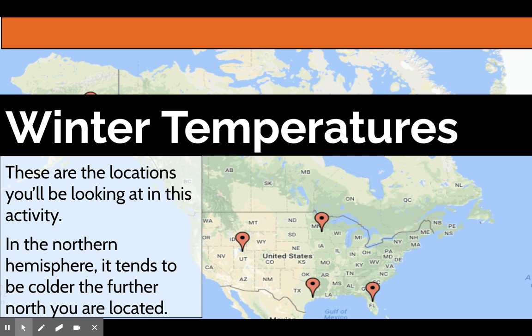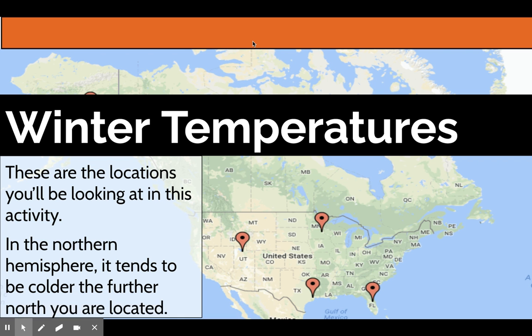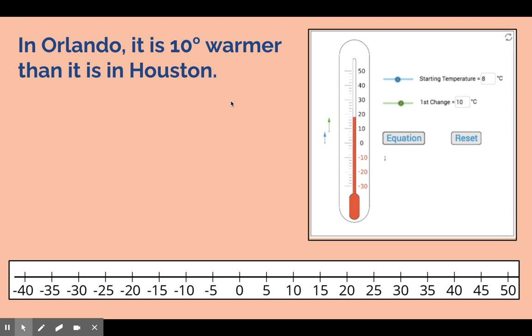Okay, so let's go to our next activity, and we're going to start talking about winter temperatures. This can also be found in your student companion. It says these are the locations you'll be looking at in this activity. So we look at Utah, I believe that says Minnesota, Texas, and Florida. And it says in the northern hemisphere, it tends to be colder the further north you are located.